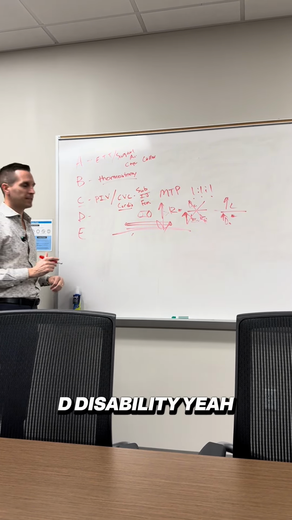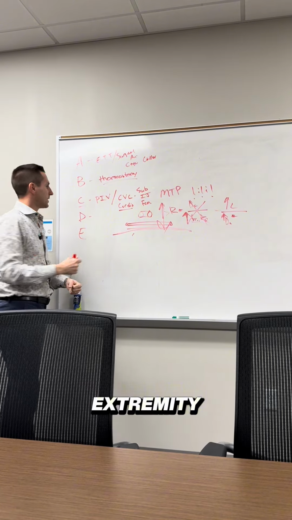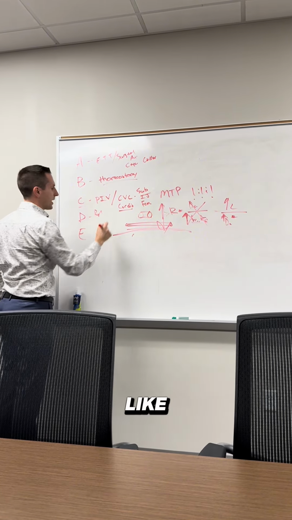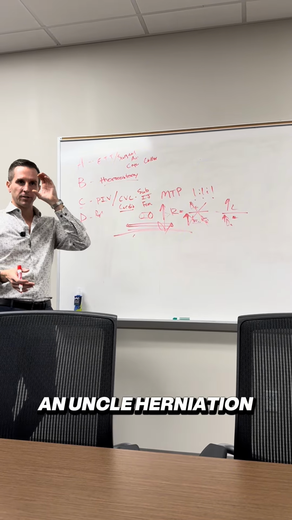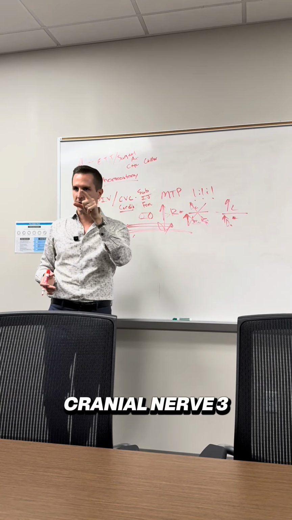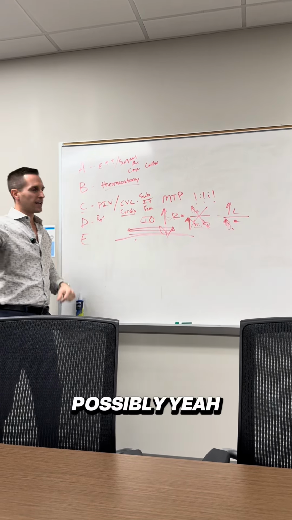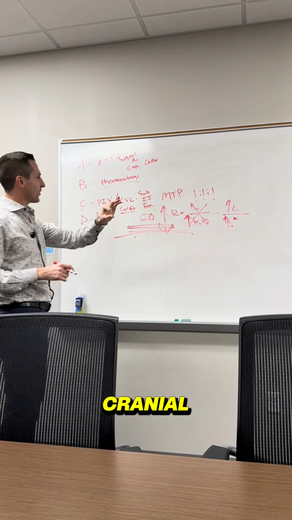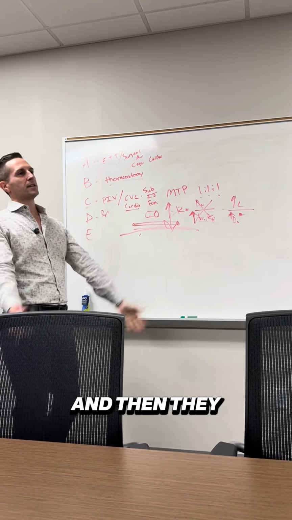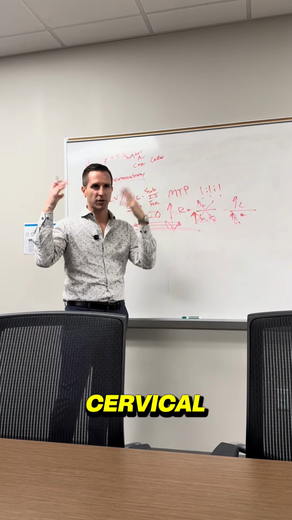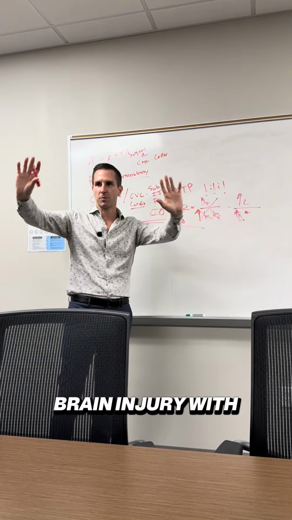D? Disability. Yeah. What's the quick and dirty? Pupils and moving extremities. Yeah, so what's your pupillary exam like, and can you move all 4 extremities? I just eliminated an uncal herniation with a blown pupil because of which cranial nerve? 3. Cranial nerve 3. You want to be a neurosurgeon, right? Possible. Yeah, it's in the cards. So cranial nerve 3, blown pupil, and then they can't move because they have a high cervical spine injury. Okay, so you just eliminate a bad spinal cord injury and a bad brain injury with pupils.